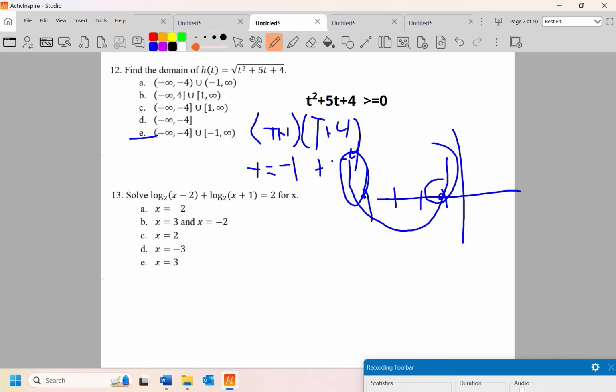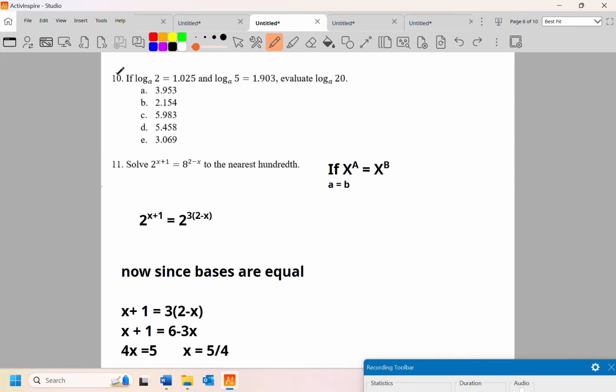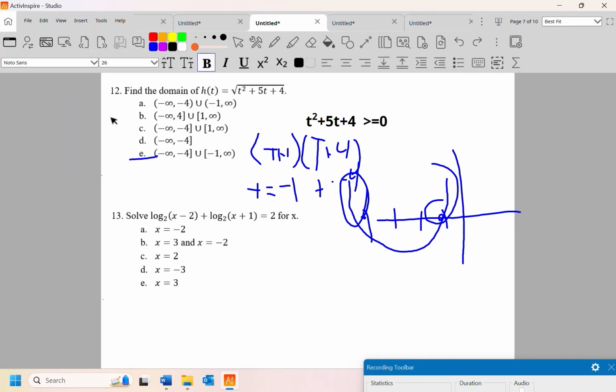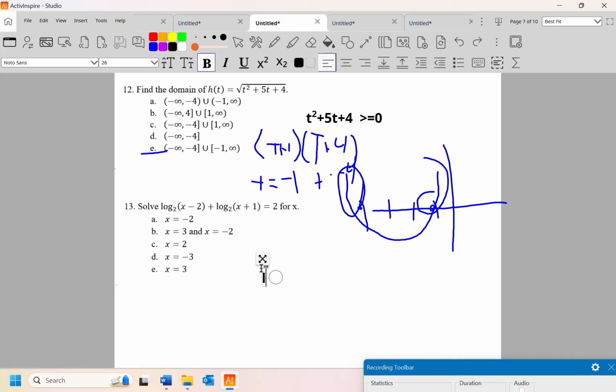All right, 13. Solve that thing. Solve log base 2 of x minus 2 plus log base 2 of x plus 1 equals 2. And we're kind of going to be using the property we used on 10. So I like 10, actually. We are going to condense the logarithm. Addition becomes multiplication. I've taught logarithms for years and years and years, and I know how you guys view them. There we go.